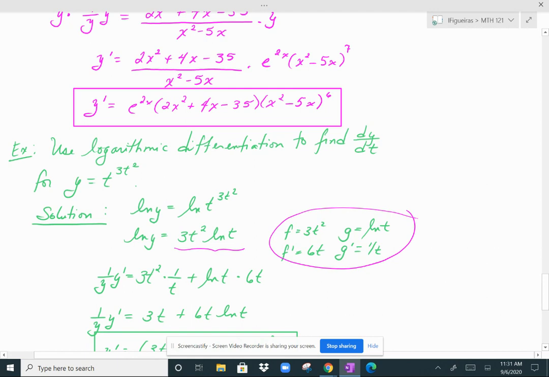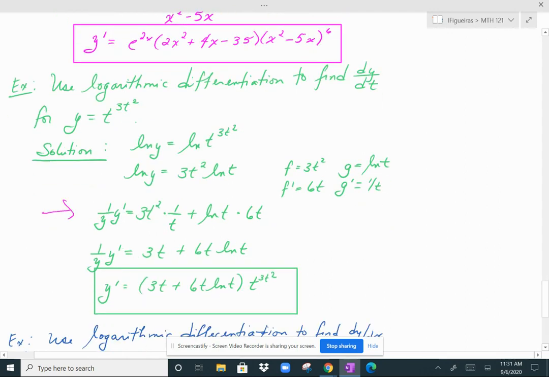So this is what I'm using. f is 3t squared, g is ln of t, f prime is 6t, g prime is 1 over t. So this is the part when we take the derivative. The derivative of ln of y is 1 over y times y prime. And on the right side, I'm just applying product rule. So I did f g prime plus g f prime. So that's what we see here. Then in the next line, I simplified. So the 3t squared times 1 over t becomes 3t. And in the next line, I just put the 6t ln of t in front. It just makes it a little easier to read.